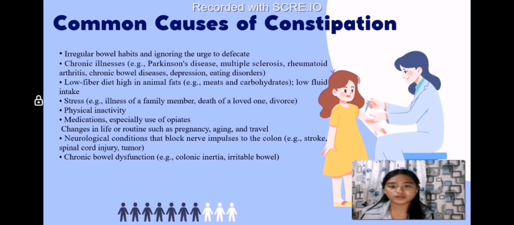neurological conditions that block the nerve impulse to the colon, such as stroke, spinal cord injury, and tumor, and lastly is chronic bowel dysfunction, for example the colonic inertia or the irritable bowel.